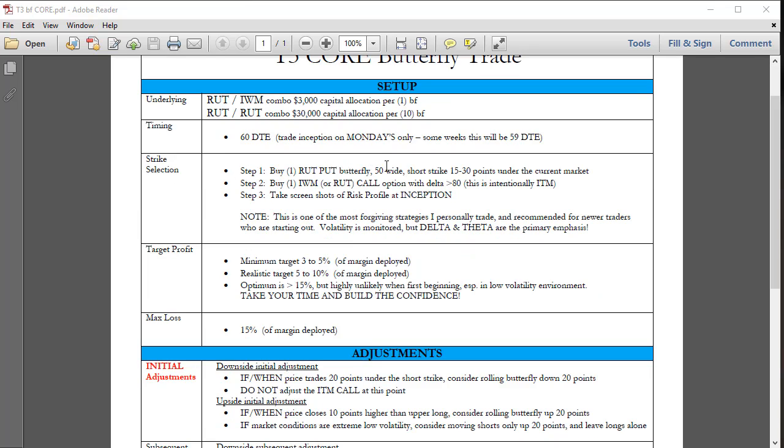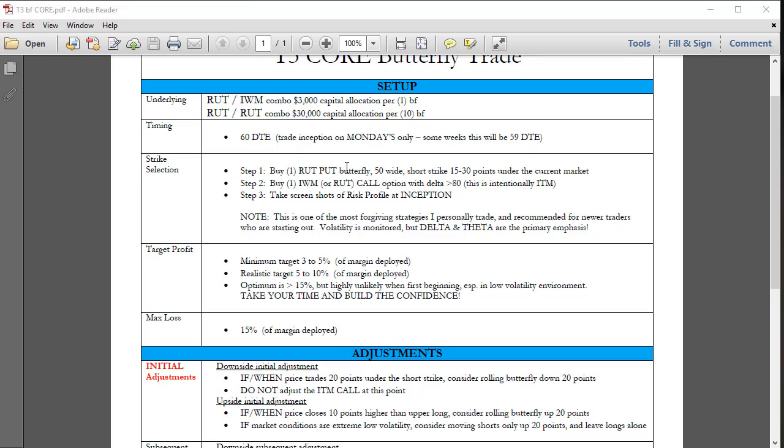Step 1, you'll buy a butterfly first, 50 wide, short strikes 15 to 30 points under the market. Again, we'll have a whole entire video lesson showing example after example of different market conditions, and how it's going to perform following these guidelines. But notice that step 1 is not buy the in the money call. There's a reason that step 1 is buying the butterfly first. That has the widest spread. Sometimes that's a little extra challenging to get the fill on. And if there is less than optimum open interest or volume traded, you want to get that butterfly launched first.